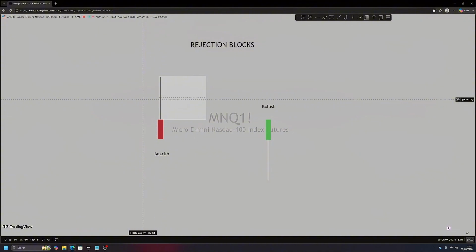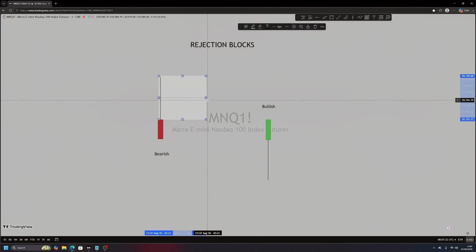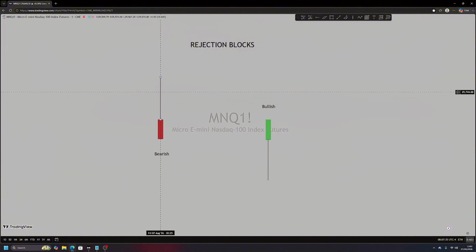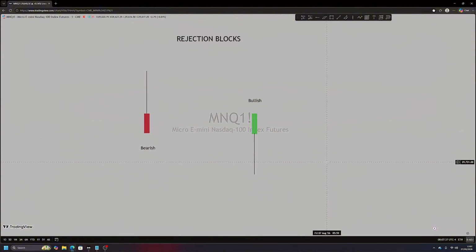You would mark out your rejection block, and then we'll get into this more later, but the CE is a much better entry point. If you can see price come and retest the CE, that gives you more confluence than it just coming to retest the rejection block zone. We'll also later on in the video get into how you can use the Fibonacci tool to refine your entries even more, but vice versa on this example for a bullish candle.